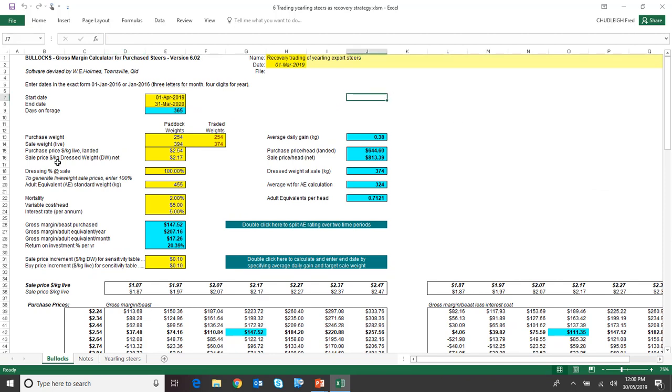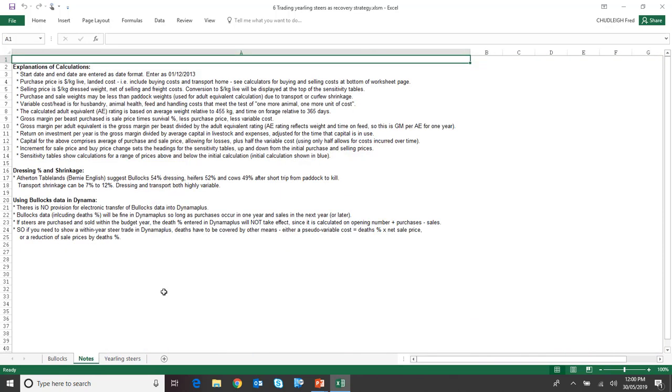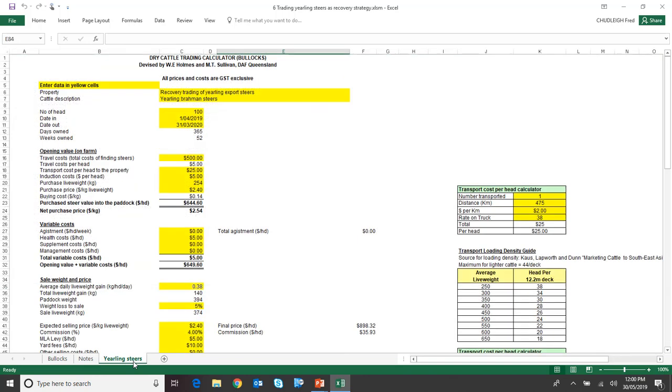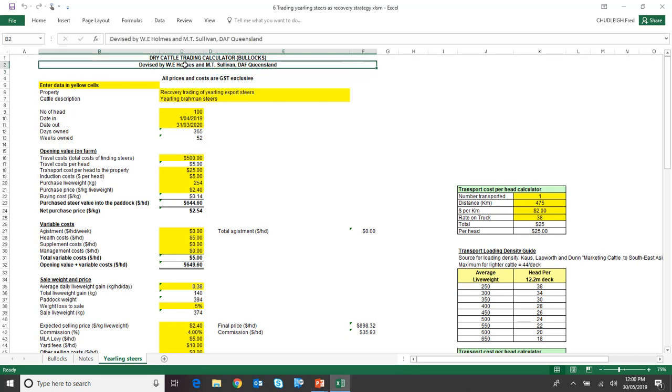And it's got the traditional old bullocks gross margin on this sheet here. It's got the notes about bullocks there, and then it's got this yearling steers one, which is the dry cattle trading calculator bullocks, a modified bullocks program based on a formatting change that Mick Sullivan organised. So let's use that one because it's a bit easier to follow.